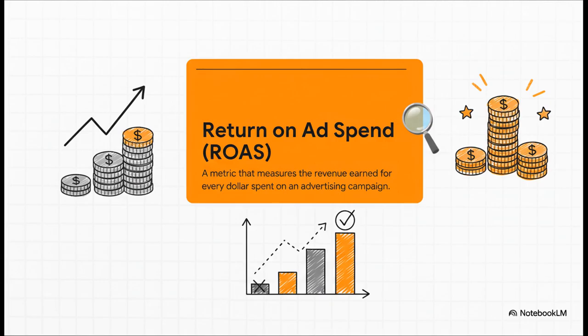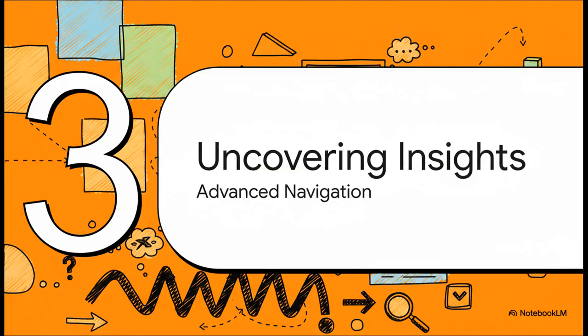Finally, let's zoom in and get really specific with return on ad spend, or ROAS. This one is super direct and tactical. For every single dollar you put into a Facebook ad or a Google campaign, how many dollars in revenue did you get back? It's the quickest, clearest way to see which ads are crushing it and which ones are just not.